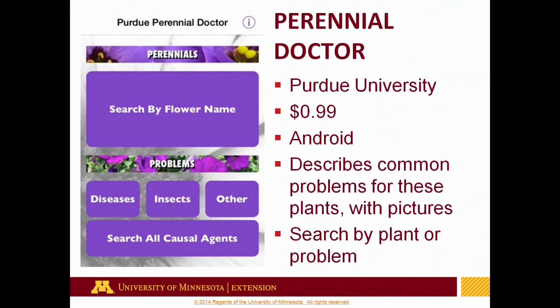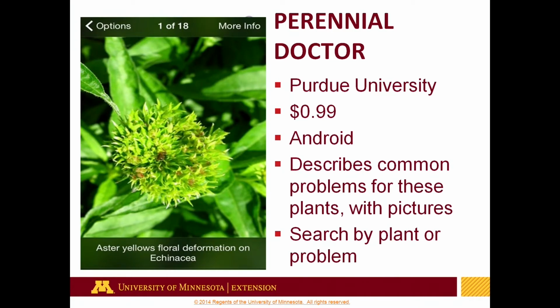And you can search by a flower, or you can search by a disease, or an insect, or an other, whatever other is. So I have coneflowers. So I searched by coneflowers. And what do you know? Here is aster yellow. That's a disease of coneflowers and other flowers. And there's a picture. One of 18 pictures. Well, they've got quite a lot.